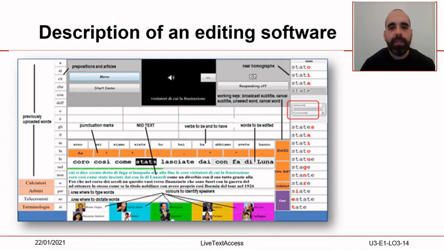This is a screenshot of an editing software program. On the left, you can see the pre-editing section. In the first column, there are all the proper names and difficult words to recognize that can be grouped into different categories. The second column has a list of articles and pronouns.